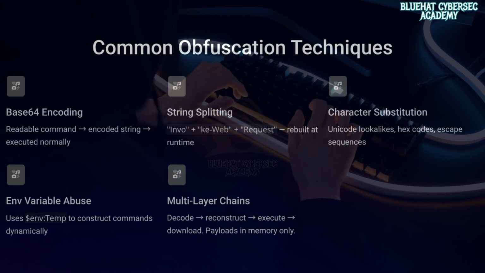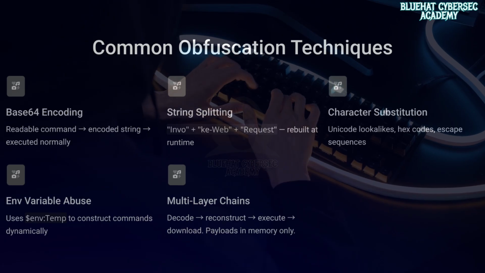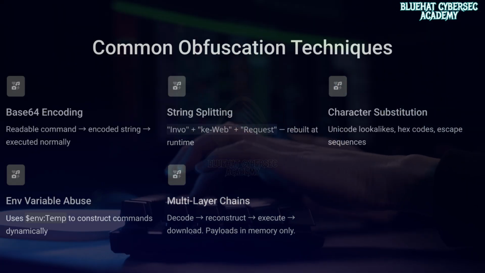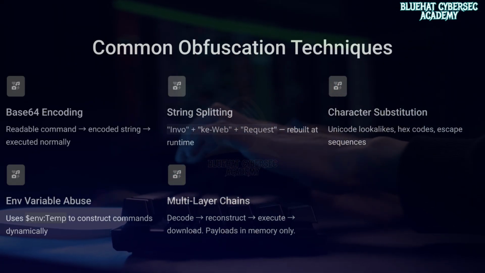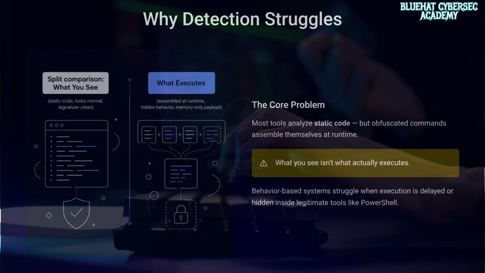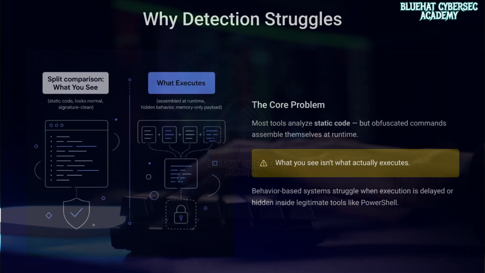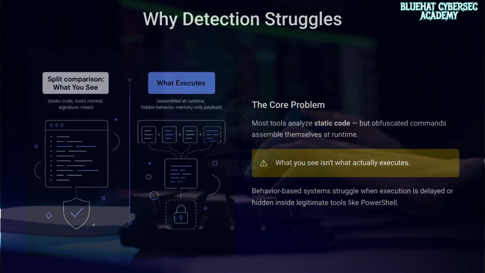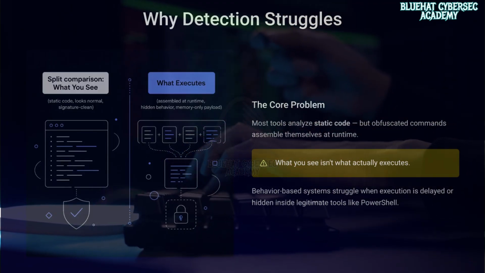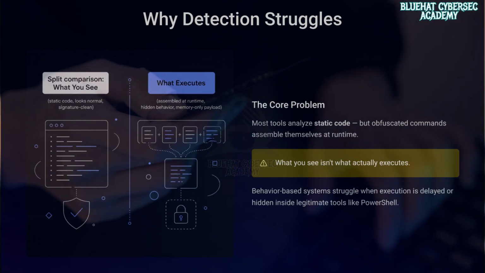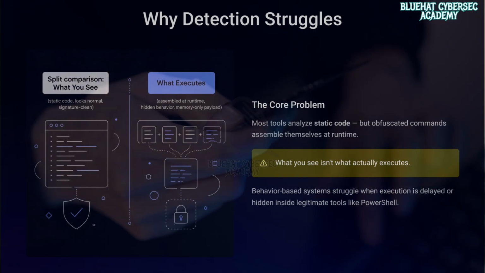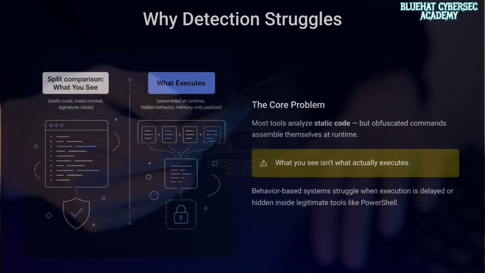And in more advanced cases, all of this is stacked together into multi-layer chains: decode, reconstruct, execute, download, often ending with payloads that only exist in memory. Here's the core problem. Most security tools analyze static code, but obfuscated commands don't stay static. They assemble themselves at runtime. So what you see isn't what actually executes. Even behavior-based systems struggle when execution is delayed, split, or hidden inside legitimate tools like PowerShell. That's why many attacks look normal until they suddenly aren't.